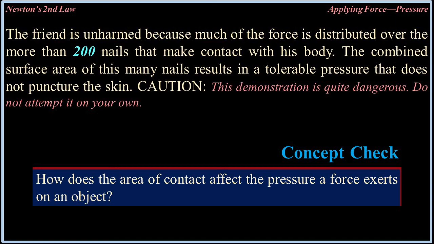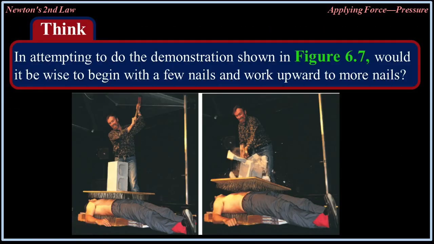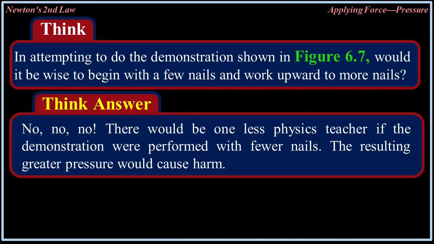How does the area of contact affect the pressure of force exerted on an object? In attempting to do the demonstration shown in figure 6.7, would it be wise to begin with a few nails and work upward with more nails? I wouldn't suggest that. Why would that be? The more the nails, the better it is, and the less harm will be caused. No. There would be one less physics teacher if the demonstration were performed with fewer nails. The resulting greater pressure would cause harm.